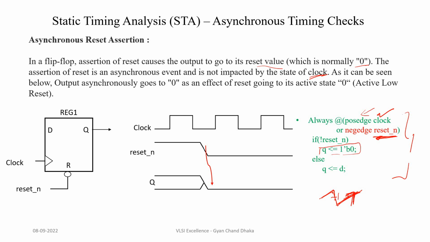If you see this behavior through the waveforms, here I have a clock signal and this is our reset signal. As soon as the reset signal goes low, the output of the flip-flop will also go low. Before this reset, whatever the flip-flop output was, maybe it was 1 or 0. After the reset gets asserted, the flip-flop output will go to the 0 state, irrespective of the clock rising edge. So this is the flip-flop behavior during reset assertion.